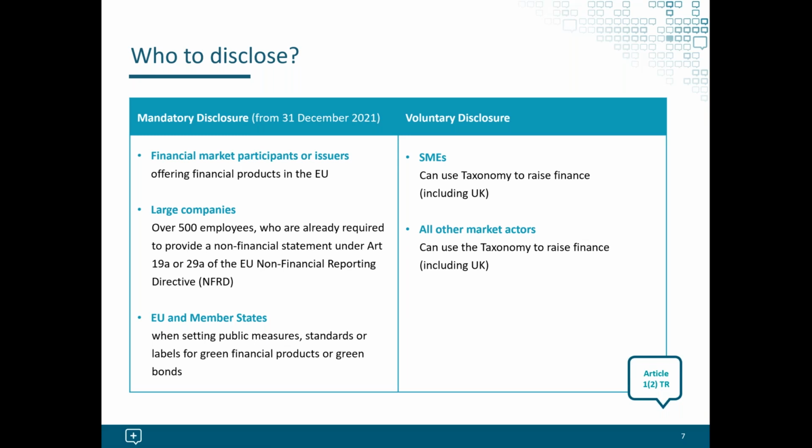And thirdly, member states and the EU when setting public measures, standards, or labels for green financial products or green bonds. The taxonomy can also be used voluntarily by any other market actors to help raise finance for sustainable activities. For example, companies that are not required to publish a non-financial statement, like small and medium enterprises, or SMEs, may decide to publish information on their website regarding their alignment with the taxonomy. Theoretically, this in turn would then help those companies raise finance for relevant investments.